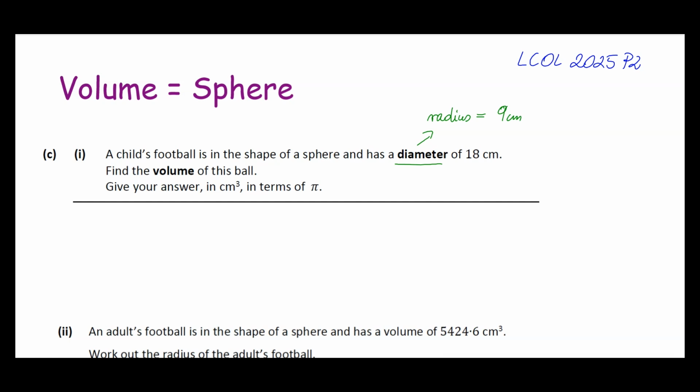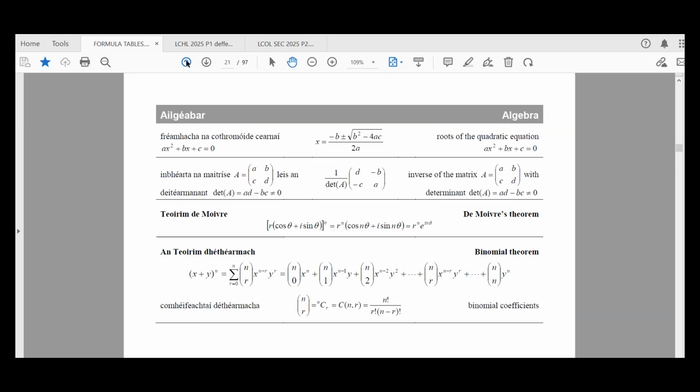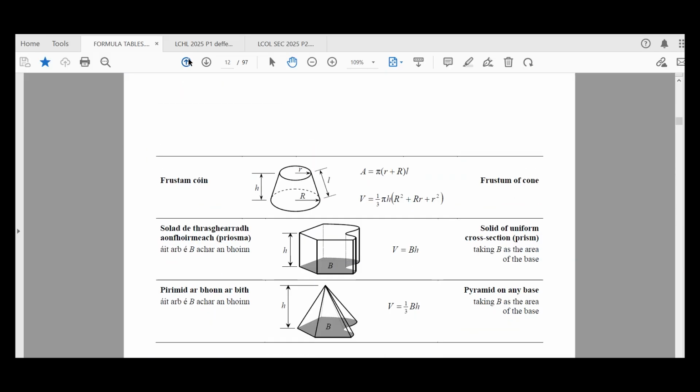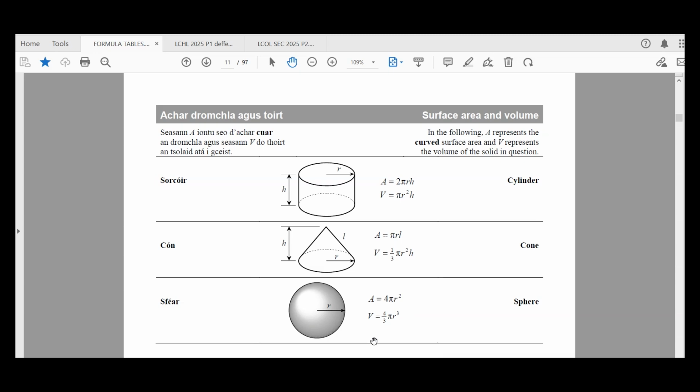So what do we need to do with this information? Find the volume of this ball. So how do we find the volume of a sphere? We go to the table. It's the beginning of our table. That's where we look for the sphere. And here we have the sphere and the formula on our page 10. We write the formula down.